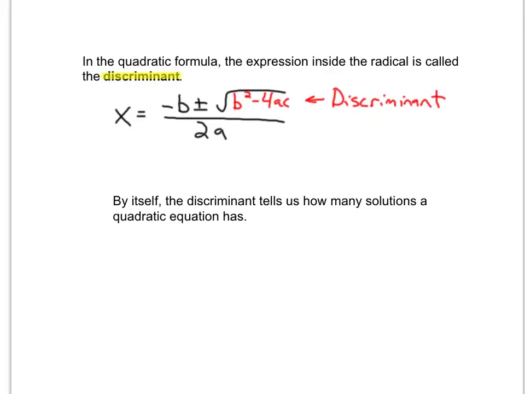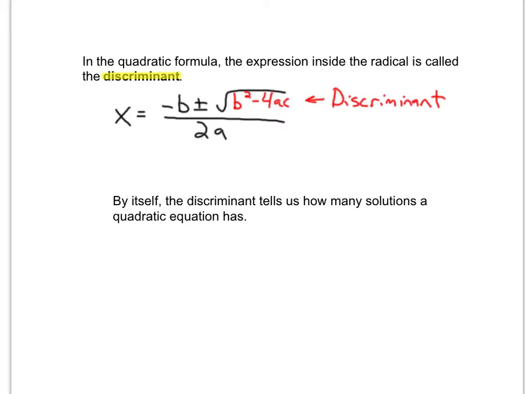So when we talk about the quadratic formula, the expression inside the radical is called the discriminant. Okay, we've been through that. So the discriminant is right here. It's b squared minus 4ac. Again, it's the expression under the radical, which means that it does not include the square root sign. So b squared minus 4ac is the discriminant. And by itself, the discriminant can tell us how many solutions a quadratic equation has.